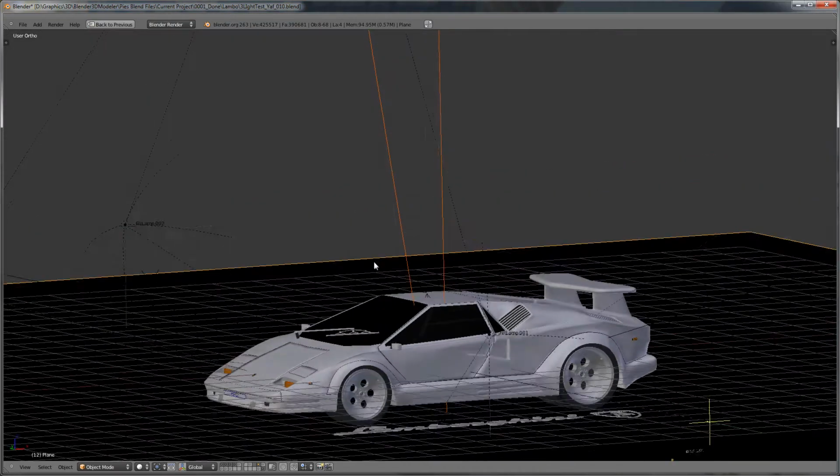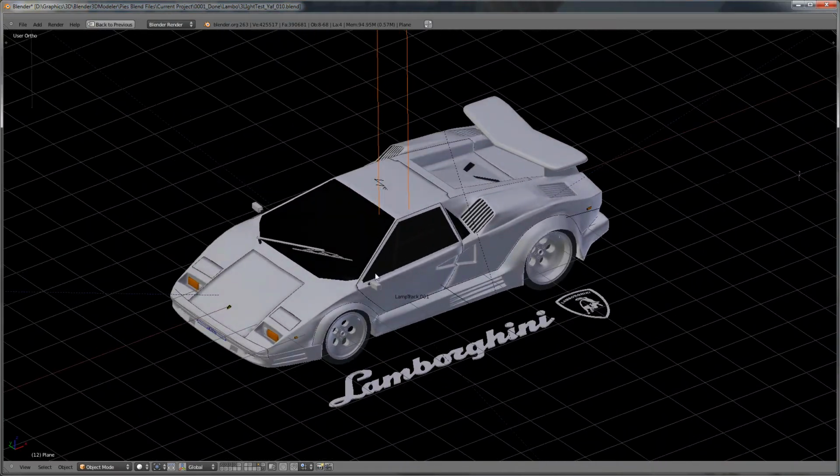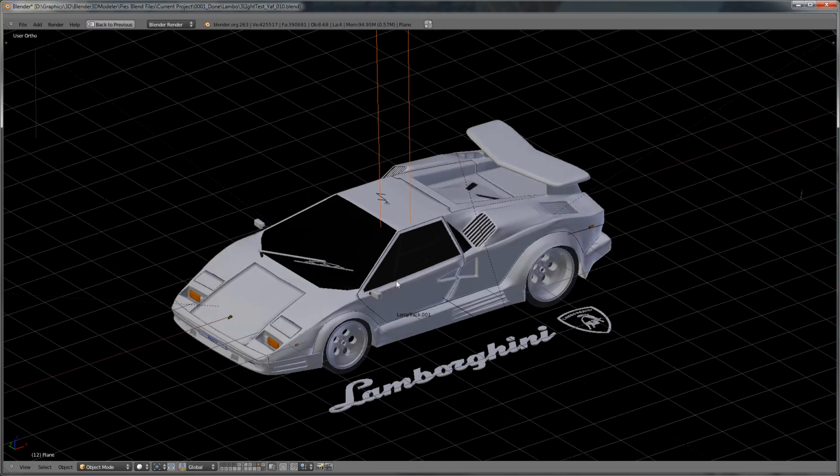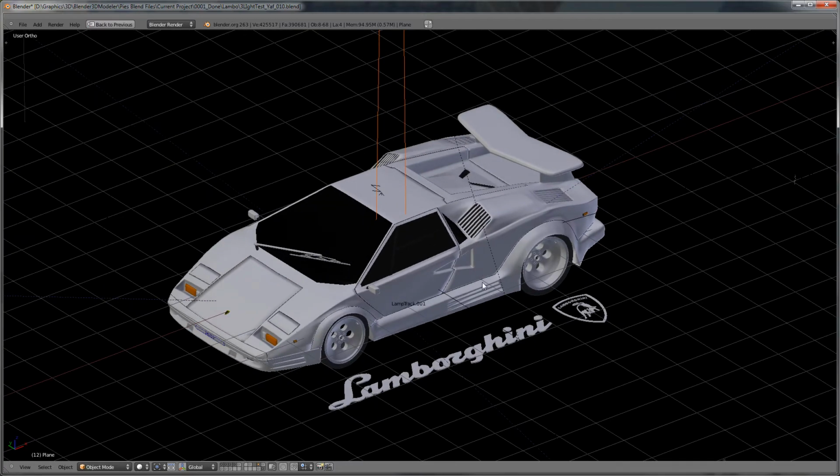What you're seeing on the screen here is a Lamborghini that I modeled. It was one of my most involved pieces of work for sure. It was difficult to get a lot of the curves and the lines in, but it's one of the ones I've liked the best. I've always loved that type of car.